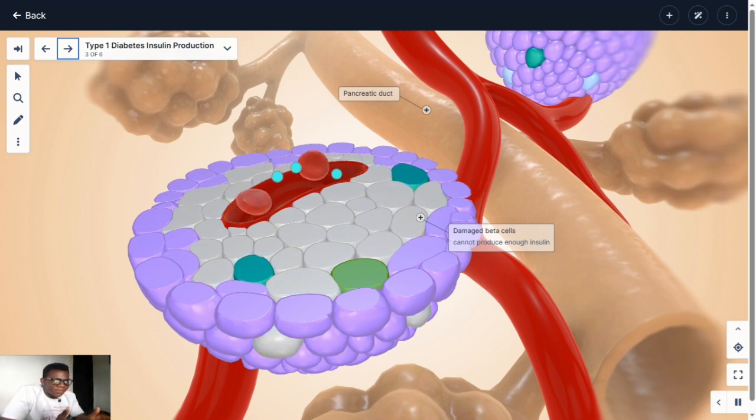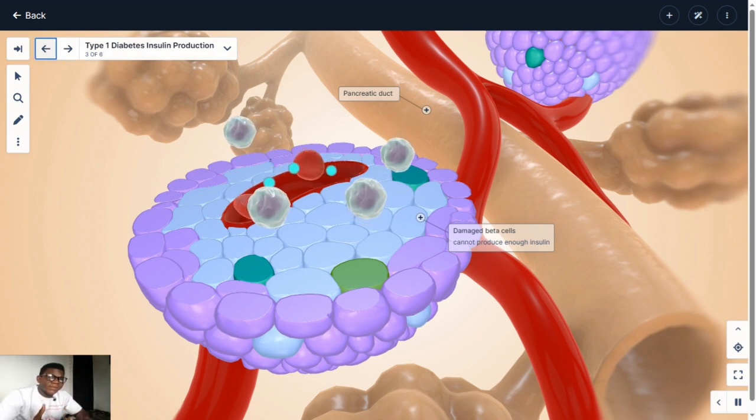Now when they damage these beta cells, the beta cells are now unable to produce sufficient insulin to properly regulate blood sugar levels and energy metabolism. You will see that the quantity of insulin being produced now that are going into the bloodstream are low. Now what happens? Cells tend to absorb less glucose and sugar levels remain high. Remember we said that insulin helps glucose to leave the blood and enter cells, serving the purpose of regulating blood sugar levels. Now let's see how this actually happens.